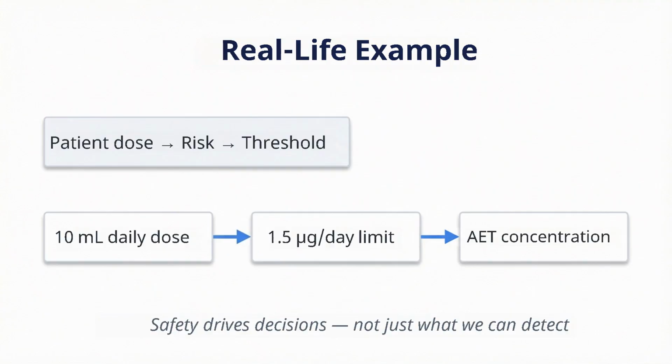Let's make this practical. Imagine your product delivers 10 milliliters per day to a patient. Regulatory guidance may say that unknown impurities should not exceed 1.5 micrograms per day. So now we do the math. How much concentration in the solution would equal that exposure? That calculated value becomes your AET. So every peak is judged not by how big it looks, but by how much a patient might actually be exposed to. Safety drives decisions, not just detection capability.